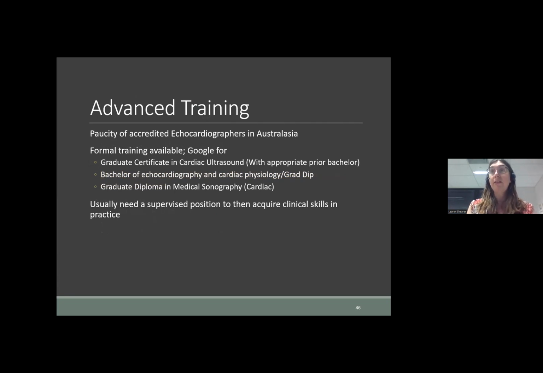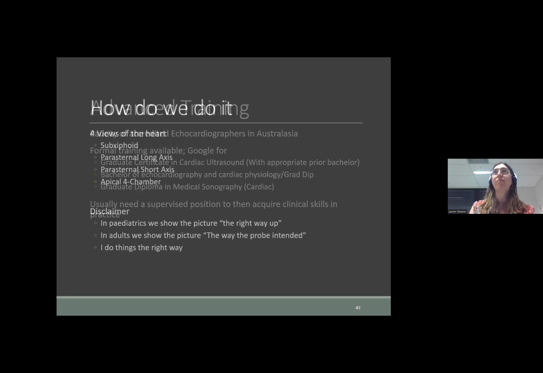Usually a science-based bachelor degree will be required, and many of you may find that you'll be able to cross-train in this with some convincing, but actually very practically. And beyond that, you will need a supervised position to then acquire these clinical skills in practice. And this is starting to move more into that formal echocardiographer role.